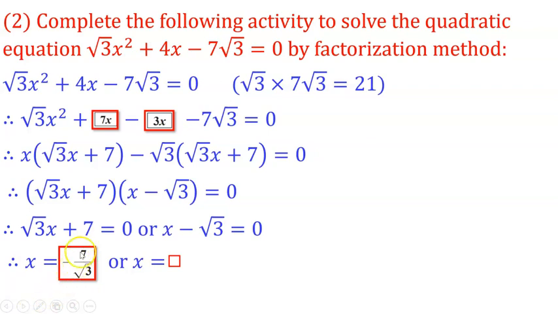Therefore x is equals to minus 7 upon root 3. And finally here x minus root 3 is equals to 0, that is the x is equals to root 3, and in this way this activity is also completed.